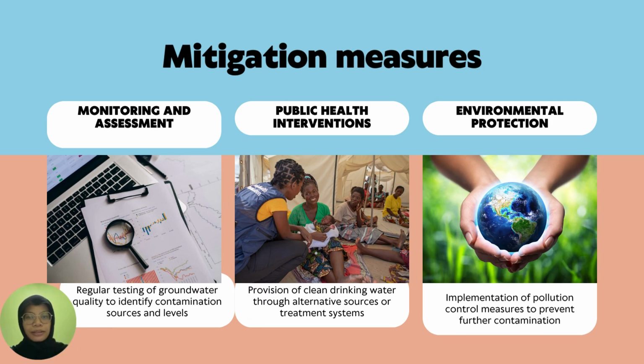These are the mitigation measures. The first one is monitoring and assessment: regular testing of groundwater quality to identify contamination sources and also the levels. Next is public health interventions: provision of clean drinking water through alternate sources or treatment systems. And last but not least, environmental protection: implementation of pollution control measures to prevent further contamination.